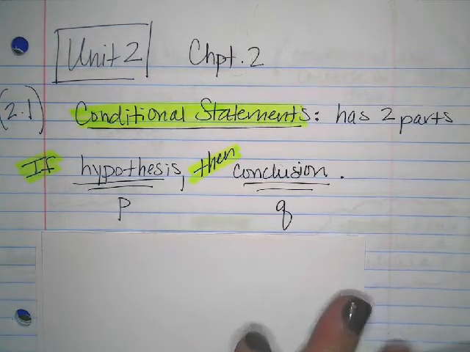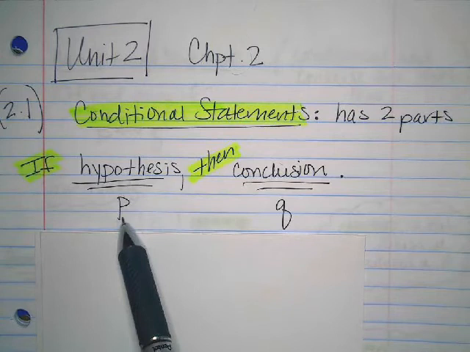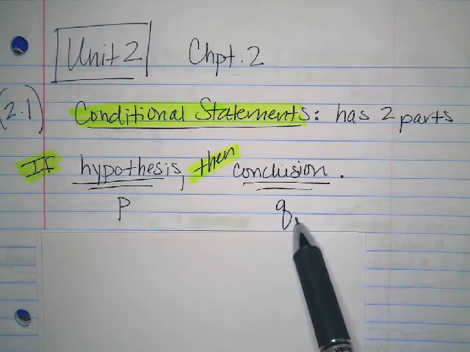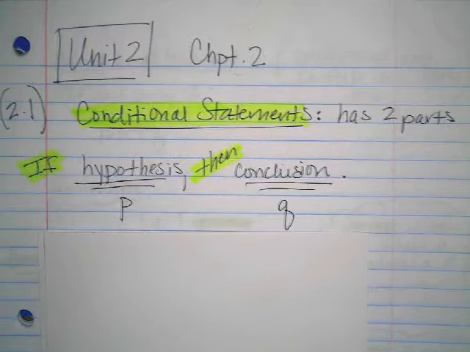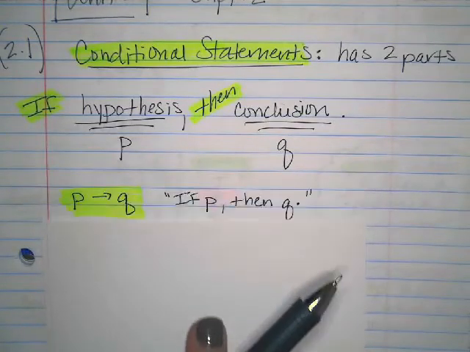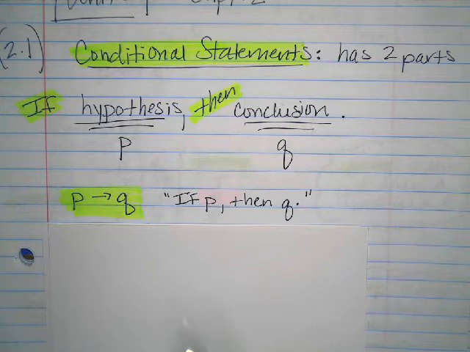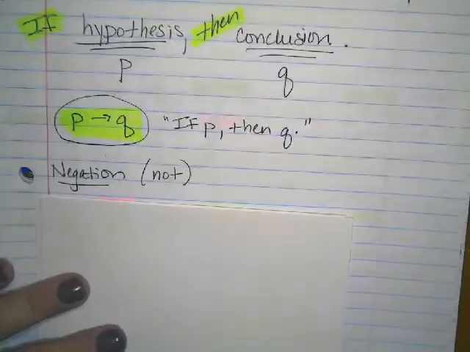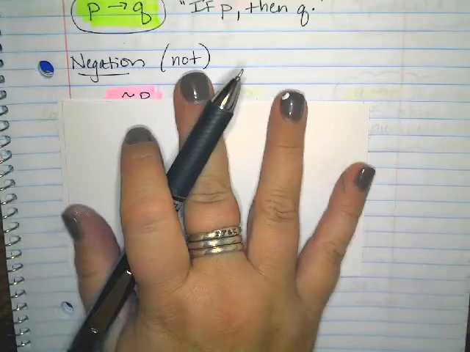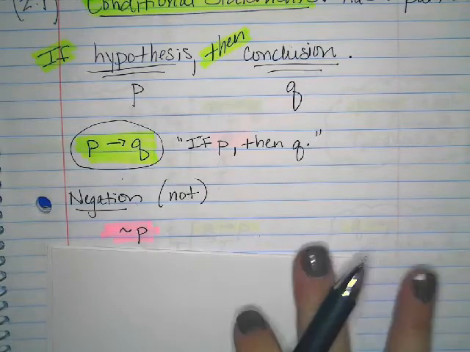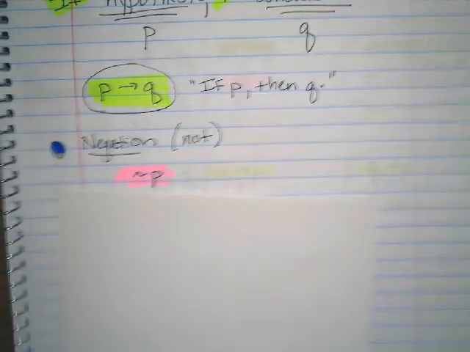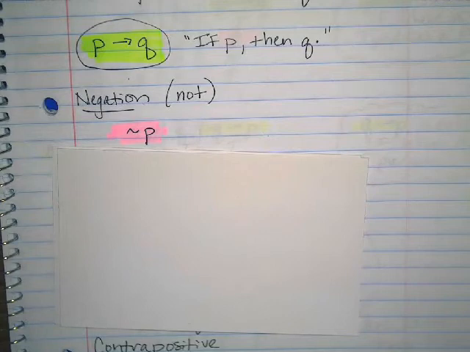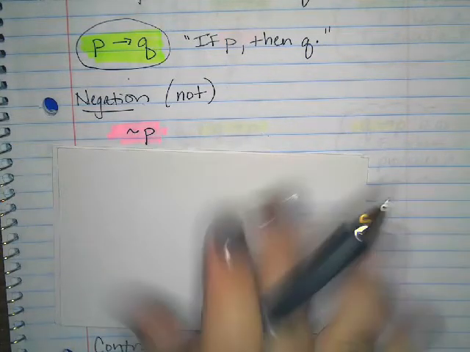Another way we represent a hypothesis is by writing the letter P, and a conclusion by writing the letter Q. So you'll often see these written as if P, then Q. This is how we're going to see them written. Another piece is to write the negation. A negation means not, or the opposite of what you just wrote. So for instance, if I see the squiggle, that means not P, or the opposite of P, the hypothesis.